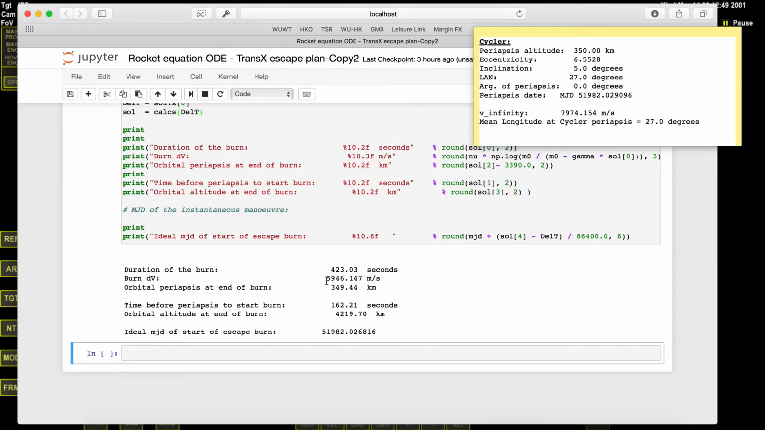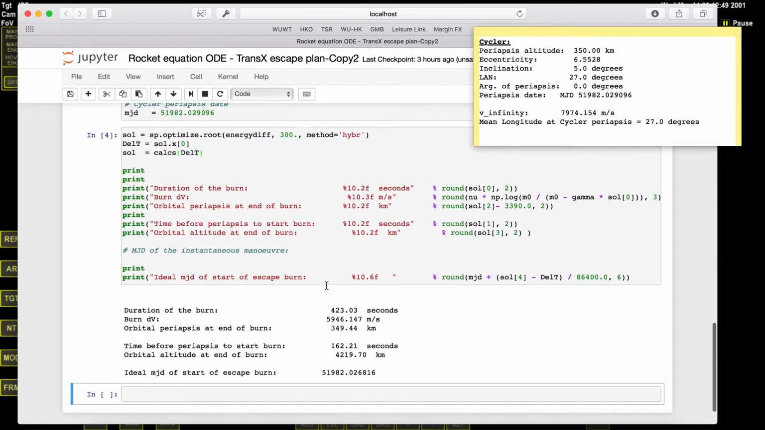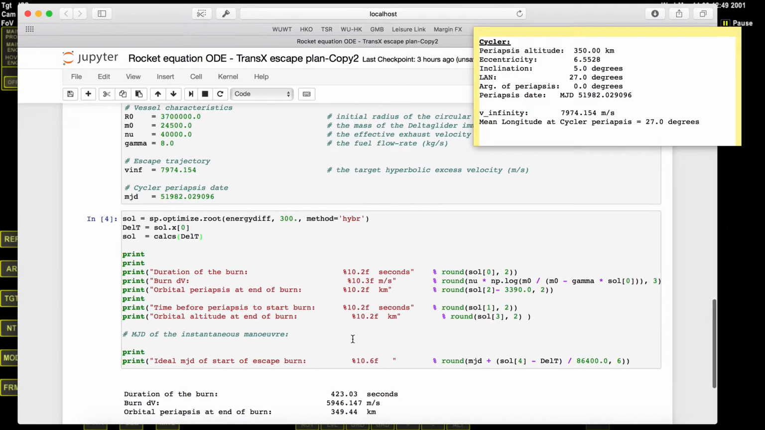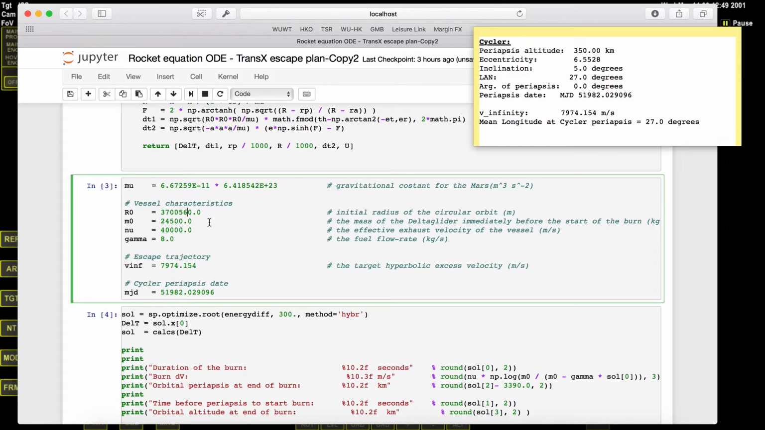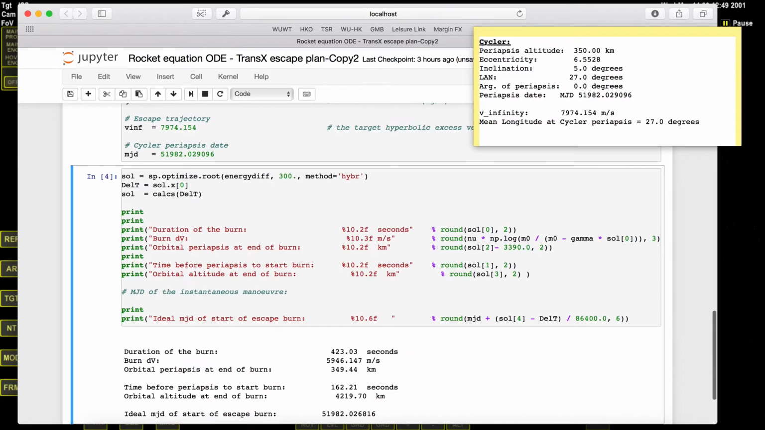The amount of dV that we require is 5,946.147 meters per second. And our orbital periapsis at the end of the burn will be 349.44 kilometers. So our guess of 3,700 kilometers for the initial radius of our circular orbit wasn't too bad. We're actually only off by 560 meters. So let's go back and do this again and lift things up by 560 meters. We'll amend R0, the initial radius of our circular orbit, by 560 meters, and run this again.